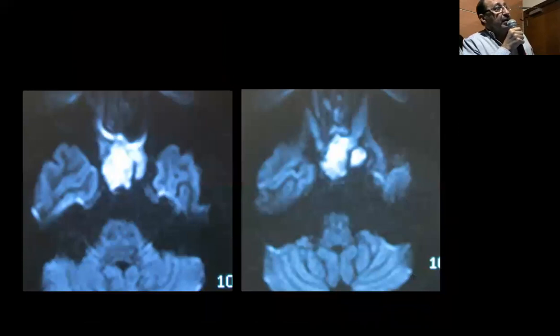Next one. And this is the very important one, the diffusion. Diffusion gives a restrictive pattern, which indicates an infection. I mean, it could be an abscess. The only one which can give restrictive pattern is abscess.